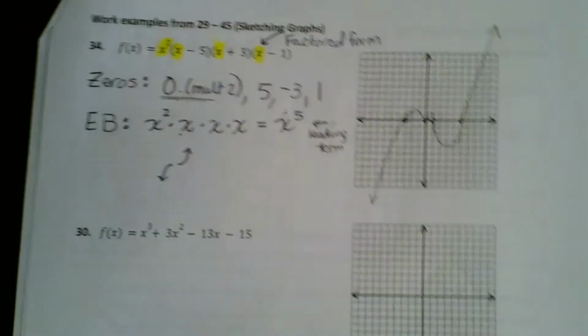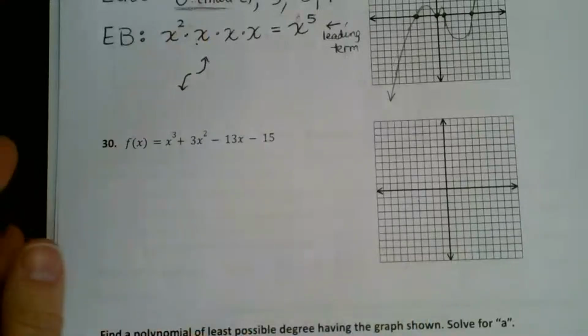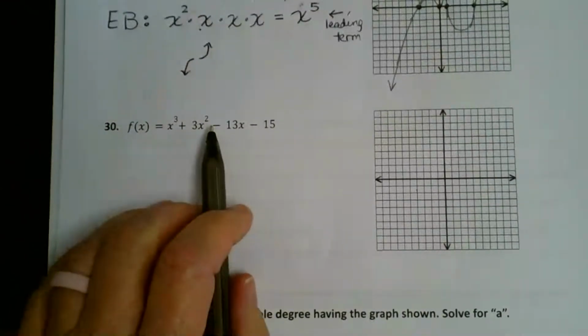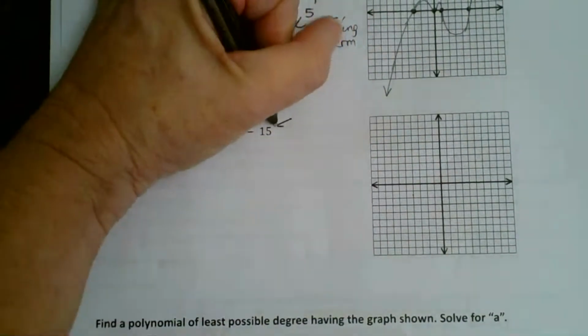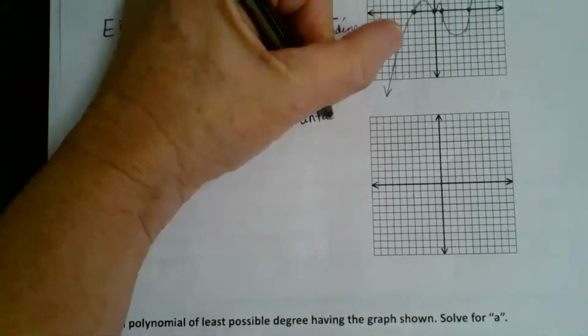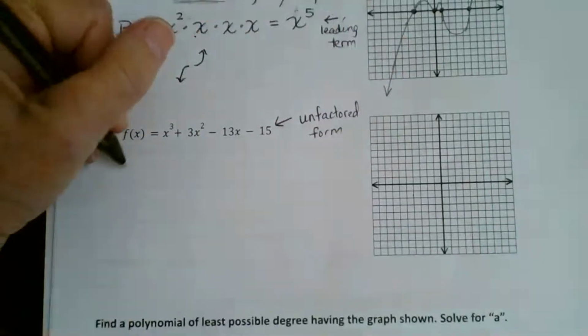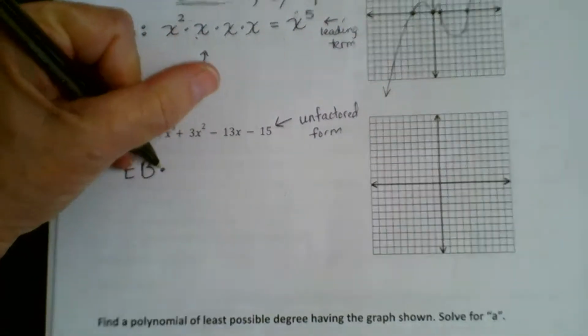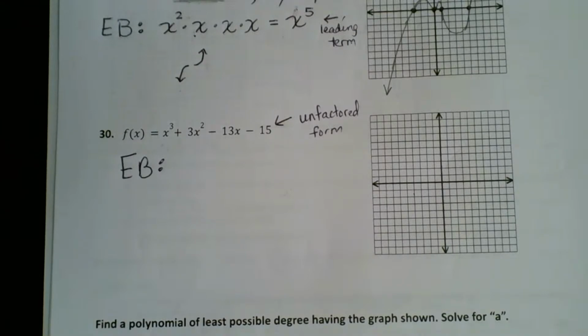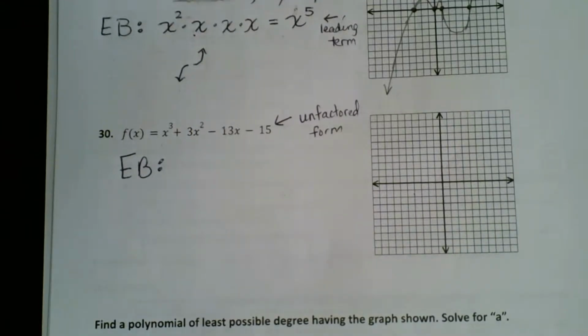So let's try another one, okay? You with me? Number 30 is in unfactored form, which means our end behavior is going to be really easy to get. So let's start with the end behavior. Unfactored is great for end behavior, but not great for zeros. Factored is great for zeros, but you have to work for the end behavior.